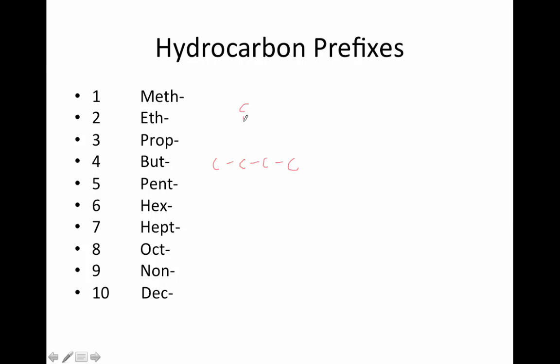The cyclobutane was the enclosed 4-carbon. Pentane would be all single bonds with 5 carbons in an alkane. A pentene would be an alkene with 5 carbons. An octane would have 8 carbons. A cyclooctane would have 8 carbons enclosed. So these are your prefixes that we can see.